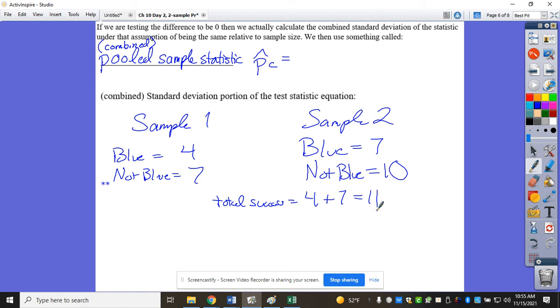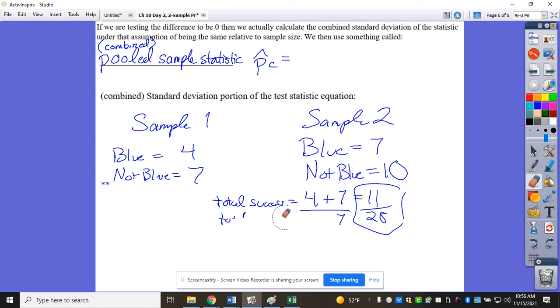And what else do I need to know? Trials. So how many trials did we have in sample 1? How many trials did we have in sample 2? So that is actually my best guess at what the actual population proportion is, right? So this is a pooled proportion.